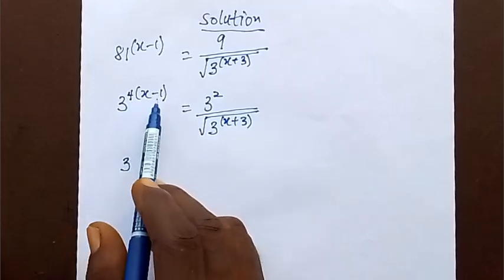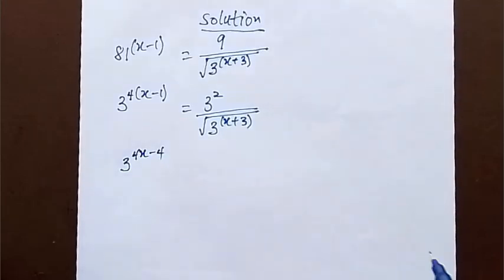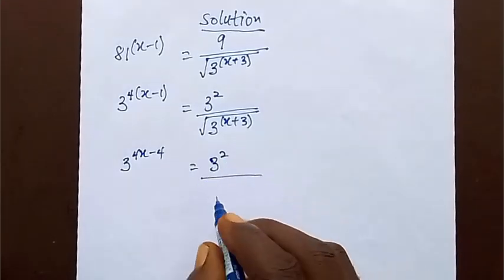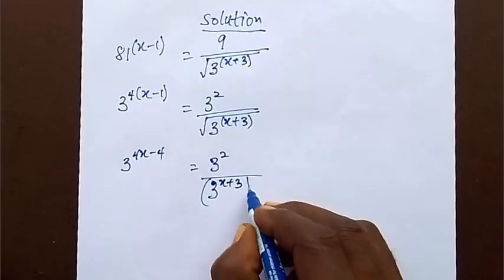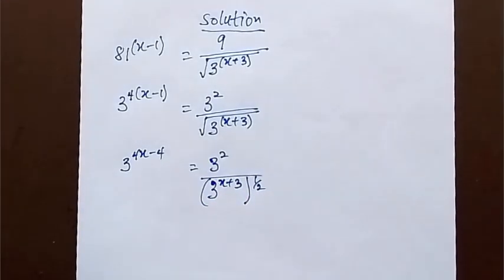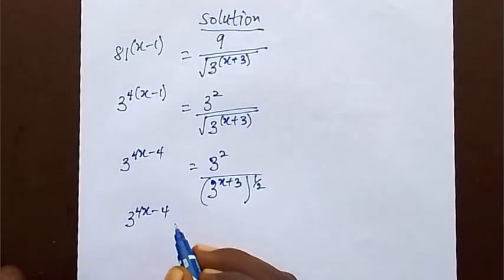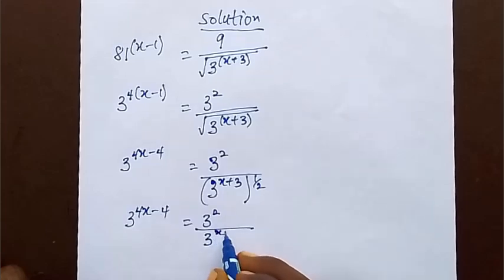This is going to give us, on the left hand side, the exponents will multiply, giving us 3 raised to the power 4x minus 4. This is equal to 3 raised to the power 2 all over 3 raised to the power x plus 3, all raised to the power 1 over 2. That is changing the root sign. All this is an exponent.